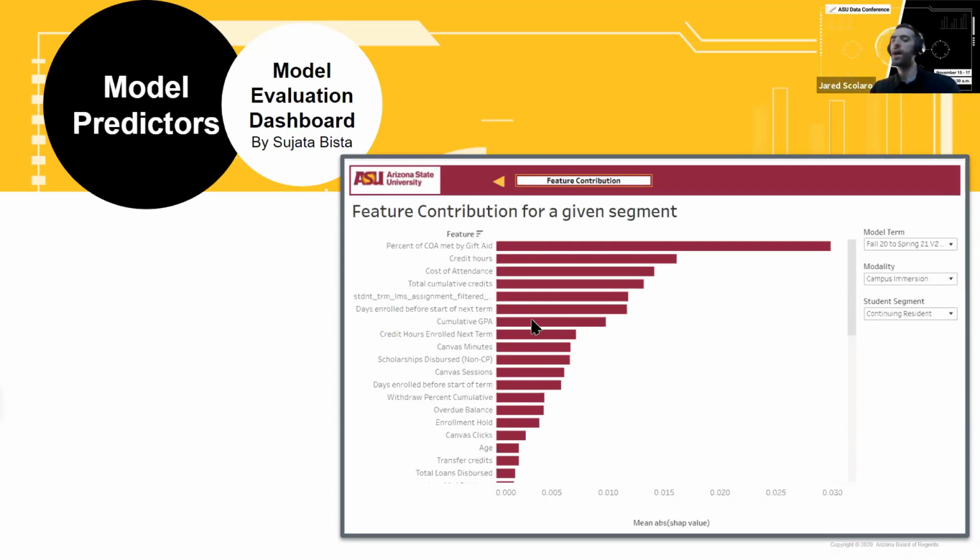The absolute value means that for this visualization, with negative and positive contributions, we're really just looking at the magnitude of how much it contributes to predictions, not whether it's a positive or negative contributor. So in this segment, in this term, fall 20 to spring 21, the percent of cost of attendance met by gift aid tended to affect predictions the most out of all our predictors in campus immersion continuing resident segments. And again, we can do this for all of our segments.